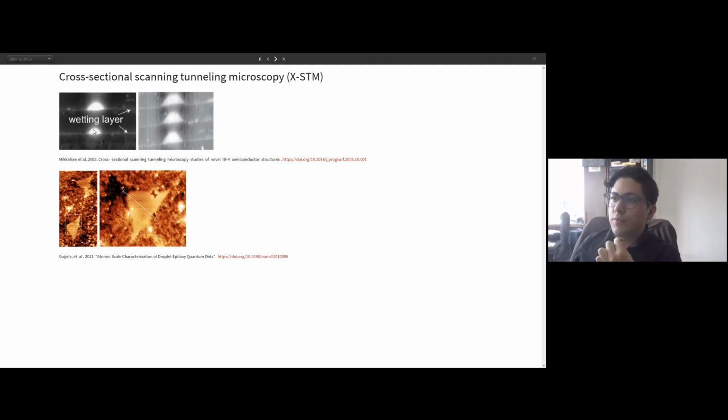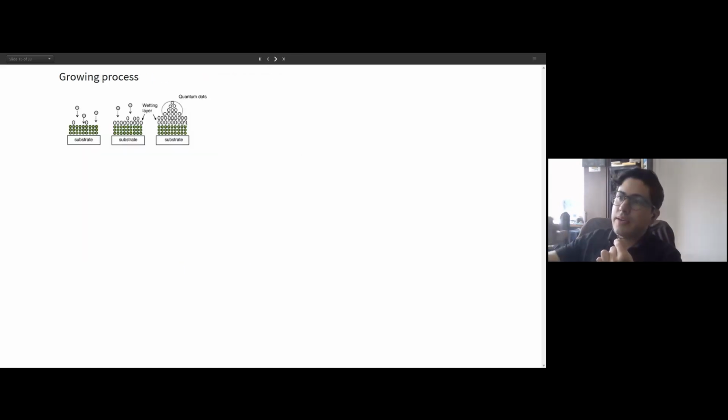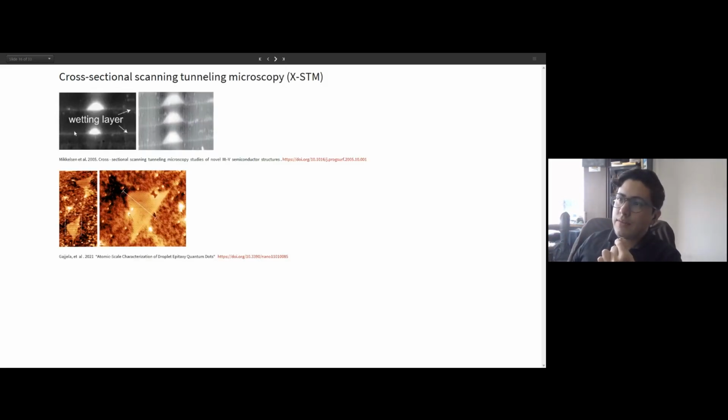So how would that look? Well, you can use cross-sectional scanning tunneling microscopy, and that will let you see how these islands turn out. And basically you have regions where you have, for example, gallium arsenide, then indium arsenide, the islands, and then again gallium arsenide. And because you start layering the material, you are left with a small layer that is called the wetting layer, where sometimes some interesting physics can happen.